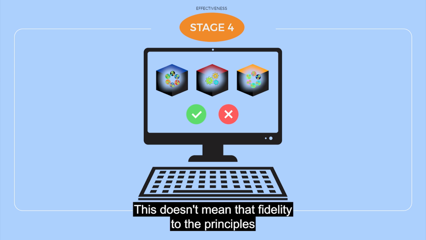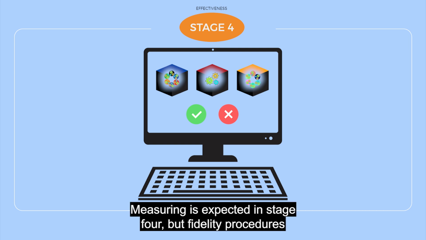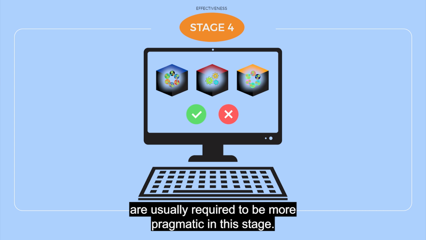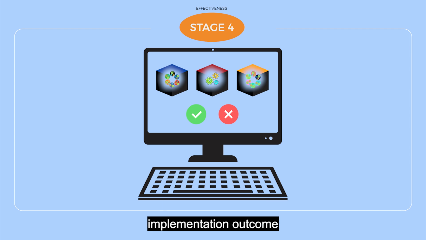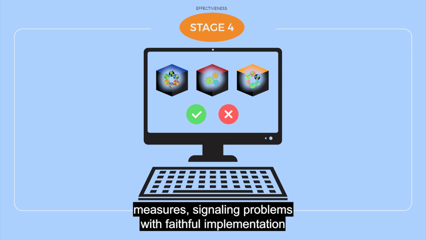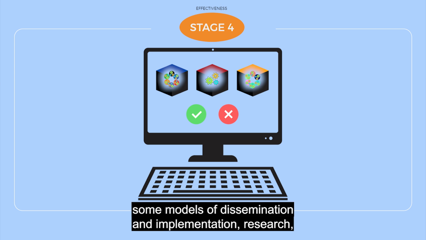This doesn't mean that fidelity to the principles of the intervention isn't important. Measuring is expected in Stage 4, but fidelity procedures are usually required to be more pragmatic in this stage. Intervention fidelity may become one of several implementation outcome measures signaling problems with faithful implementation of the intervention under real-world circumstances, consistent with some models of dissemination and implementation research.